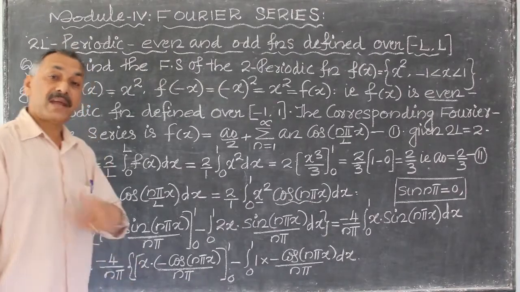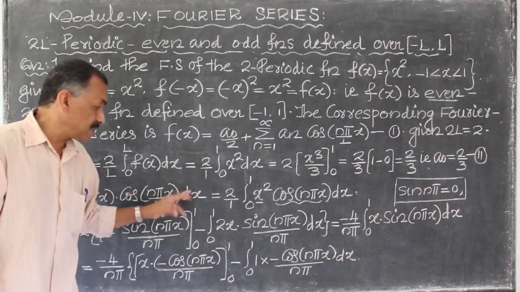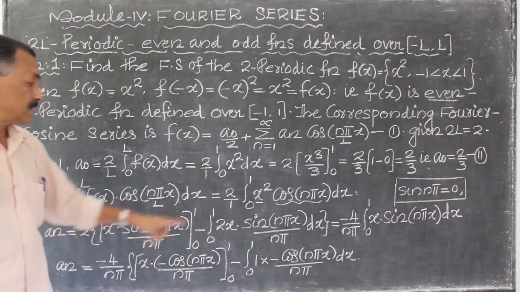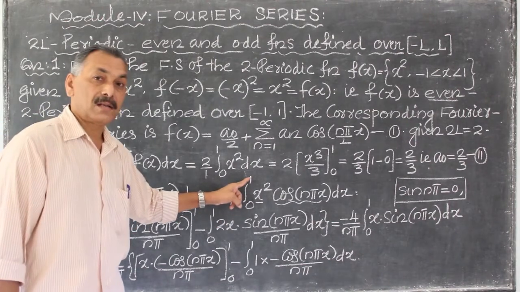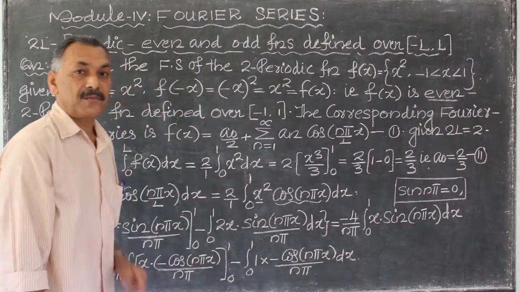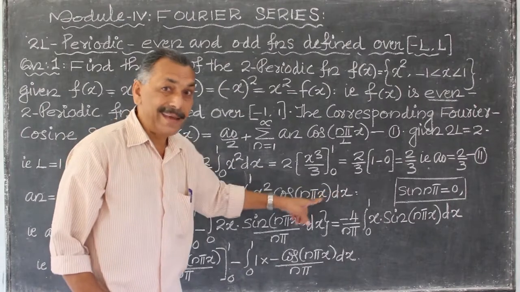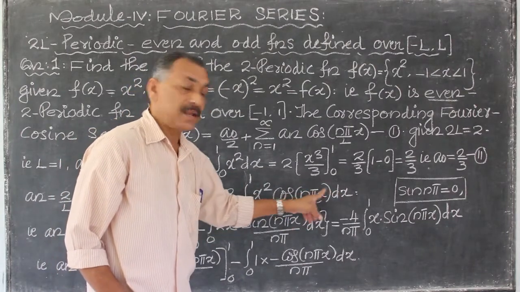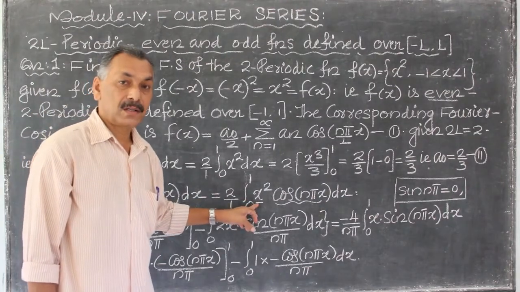Second, now what is a n? a n is equal to 2 by l integral 0 to l, f of x into cos n pi by l x into dx. That is 2 by l, l is equal to 1, integral 0 to 1, f of x is equal to x square into cos n pi x dx. Then apply the product rule, integration by parts.